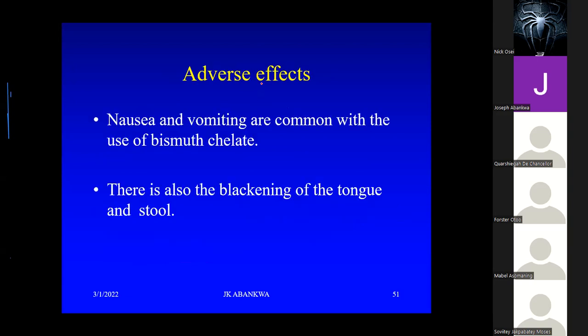The adverse effects here include nausea and vomiting, and they are more common with the bismuth chelate. There is also blackening of the tongue. So if you take bismuth chelate and later you find your tongue being black, please don't blame the gods in the village. It's due to the drug. When you take the drug, it can blacken your tongue and sometimes your stool.